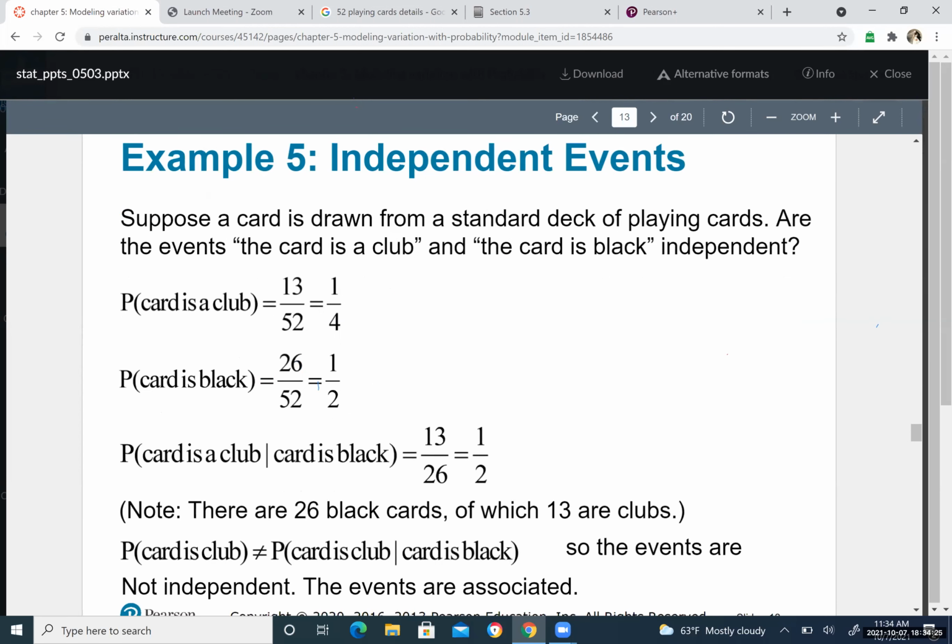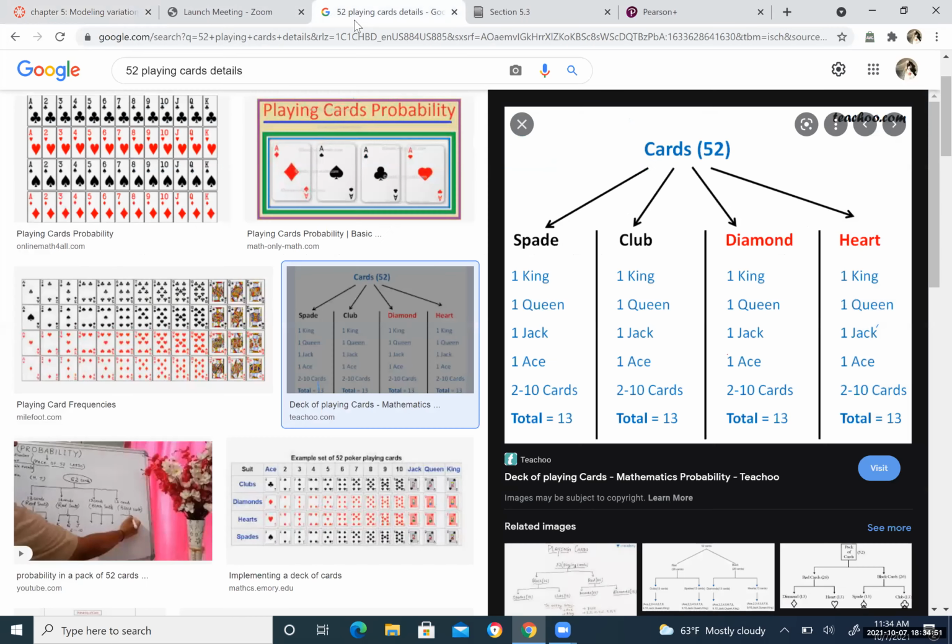So example 5 about independent events. Here is the example. I hope everyone has already seen cards, how to play cards, from the standard deck of playing cards. It's been a long time. So let me see. I have this picture just to remind everyone, and remind me, how the cards look. So everyone can see it, right?